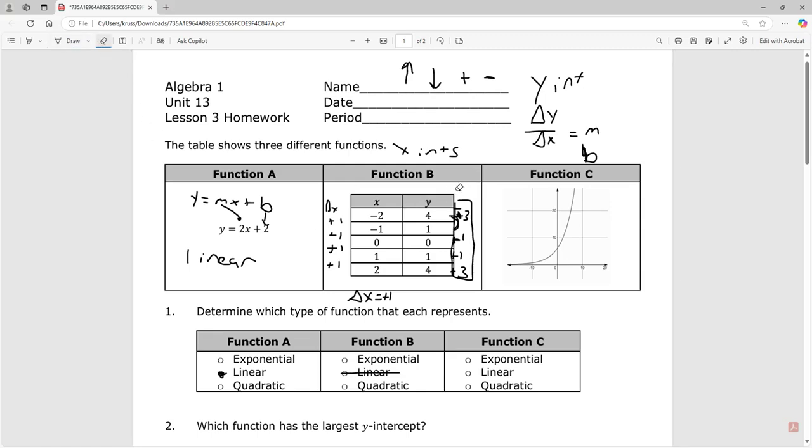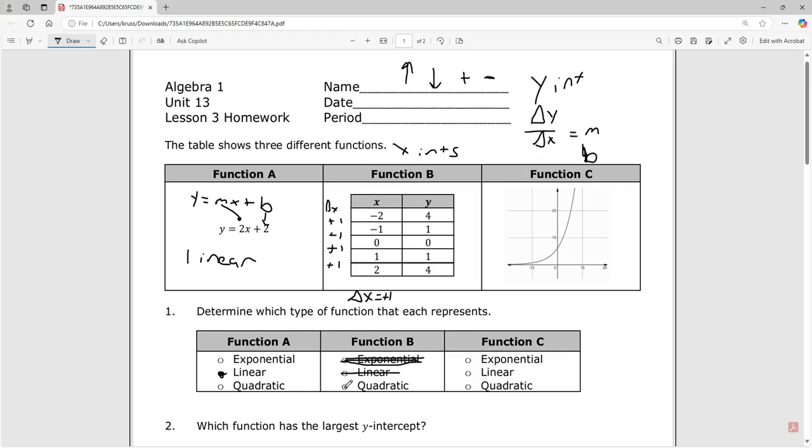So what about my change in x, or what if it was an exponential function? So what is the difference? What is the factor difference between here and here? So 1 divided by 4 is a fourth. 0 divided by 1 is 0. So it's not a consistent factor difference, right? So it's not exponential.